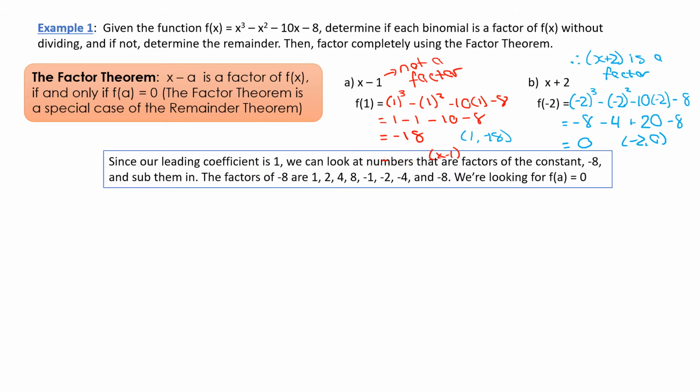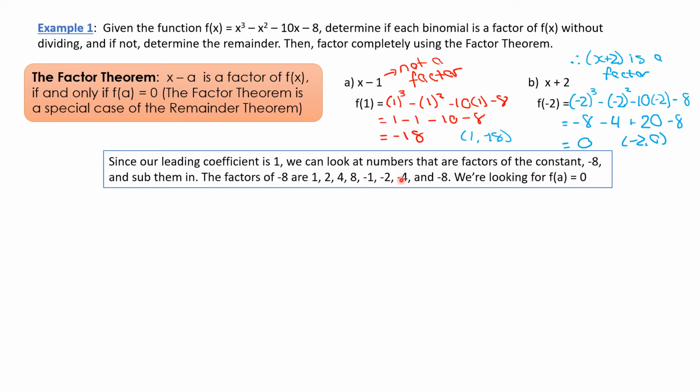So in the box I have, if our leading coefficient is 1, and in this case, this is a 1 here, since our leading coefficient is 1, we can look at the numbers that are the factors of the constant. Here's my constant here. So the only numbers that will work in this case are numbers that are factors of -8, and these are what they all are: 1, 2, 4, 8, -1, -2, -4, and -8. All of these numbers are factors of -8. They divide evenly into our constant term. Any of those divide evenly into it.